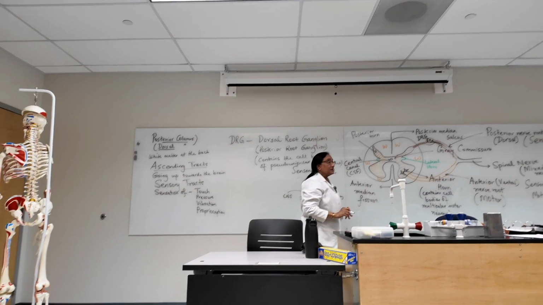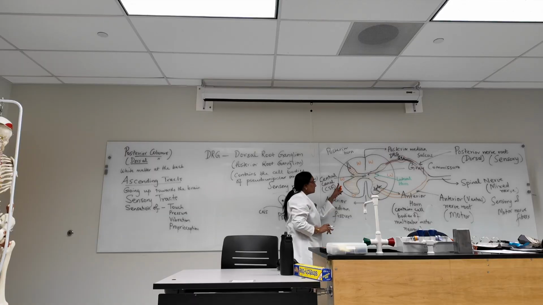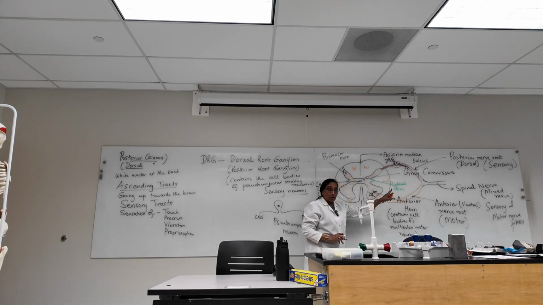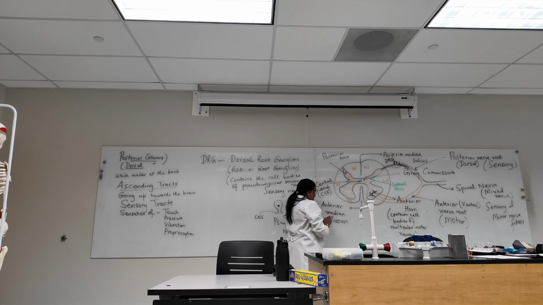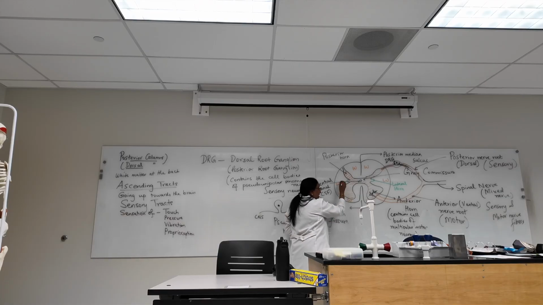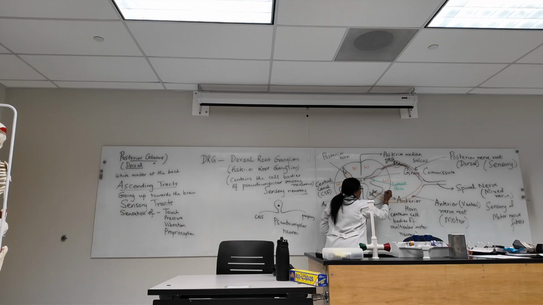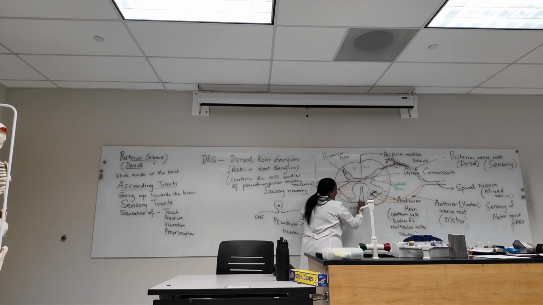Okay? Now, let's look at the lateral column. So the lateral column is going to be something like this. It is going to be on the sides, okay? The white matter on the sides and a little bit here in front as well, okay? A little bit here in front, not in the extreme front, but on the sides.